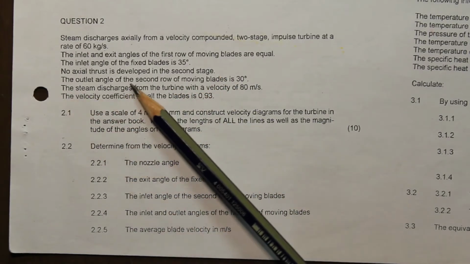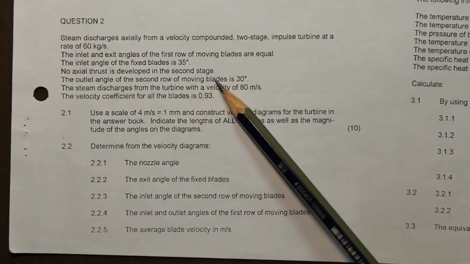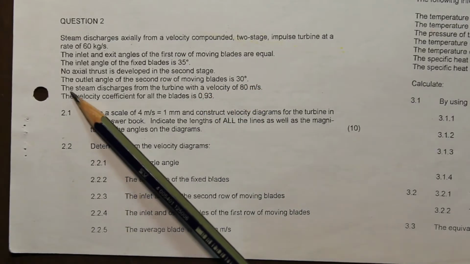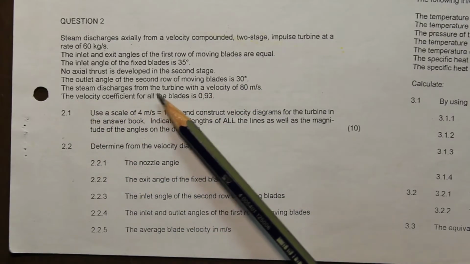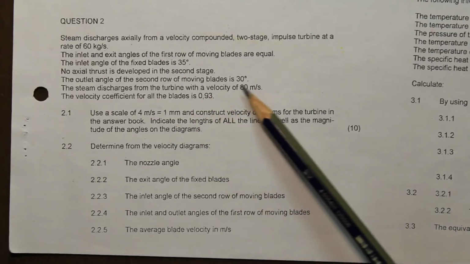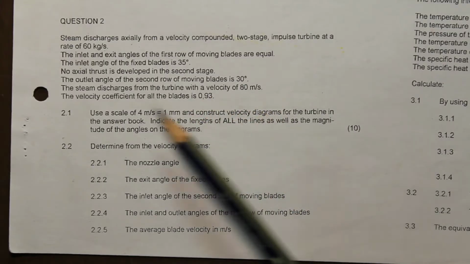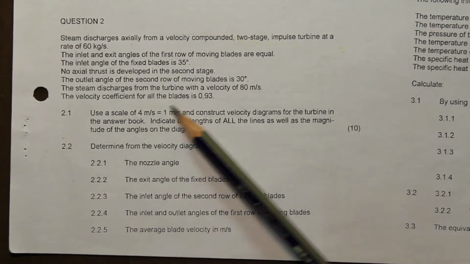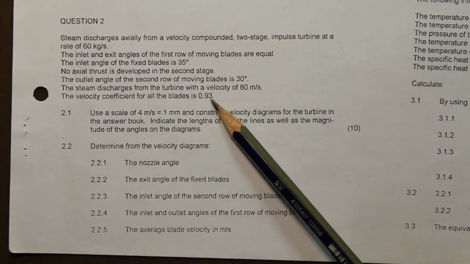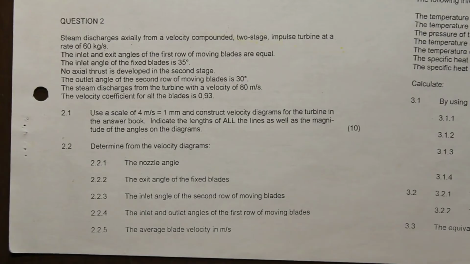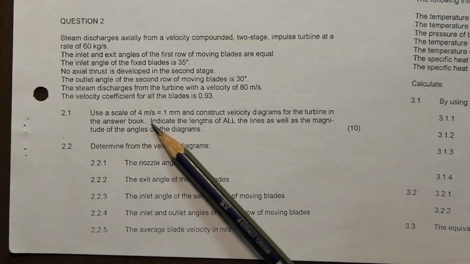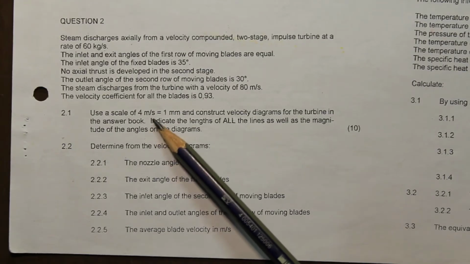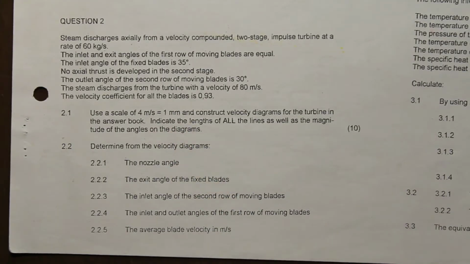The outlet angle of the second row of moving blades is 30 degrees, and steam discharges from the turbine with a velocity of 80 meters per second. And the velocity coefficient for all the blades is 0.93. All right, then they ask us to draw the velocity diagram, and they give us the scale here. 4 meters per second equals 1 millimeter.